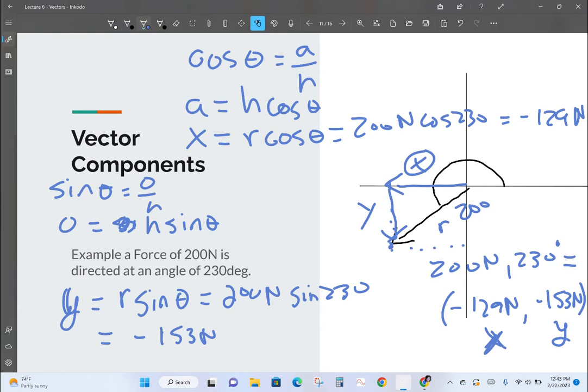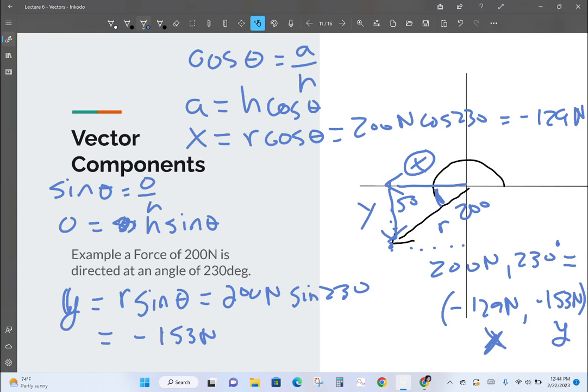Notice that this is in the third quadrant, right? So if I wanted to find my magnitude, I would just take 129 squared plus 153 squared, take the square root, and I would get 200. And I would take negative 153 divided by negative 129 and take inverse tan, and I would get 50 degrees. And then I would have to add it to 180 to get 230 degrees. Or I could just call it 50 degrees south of west.